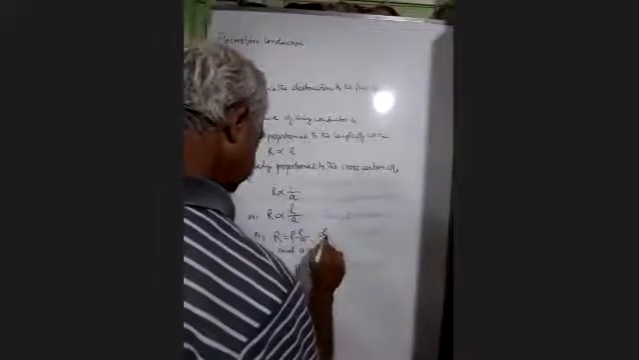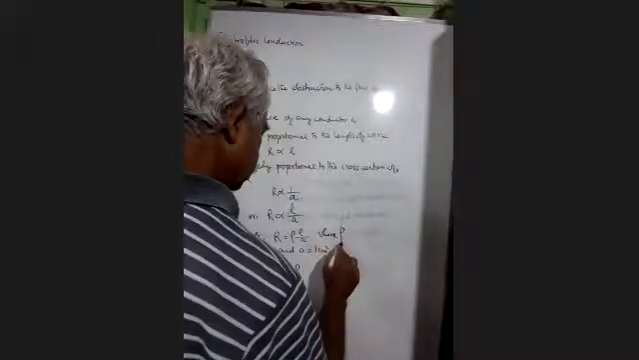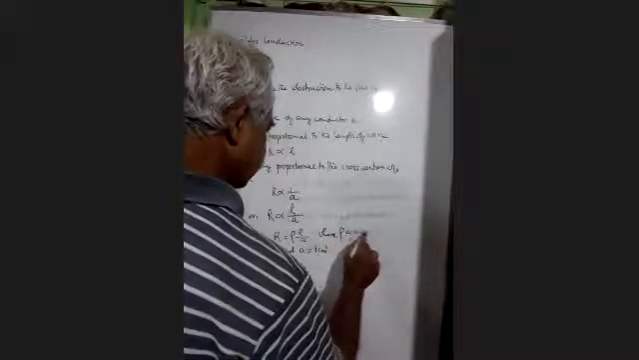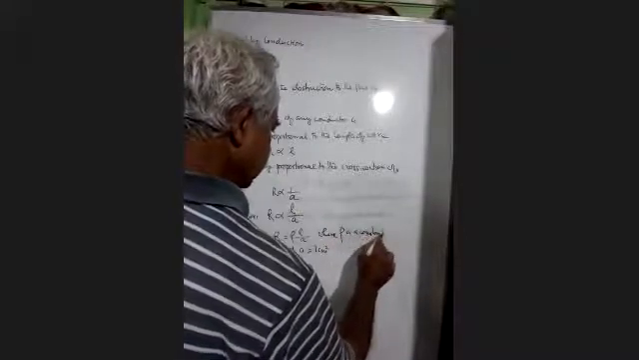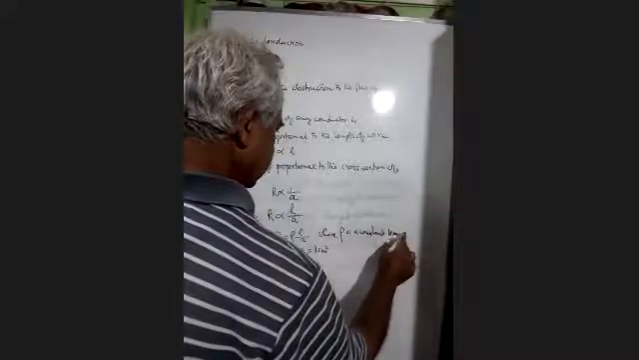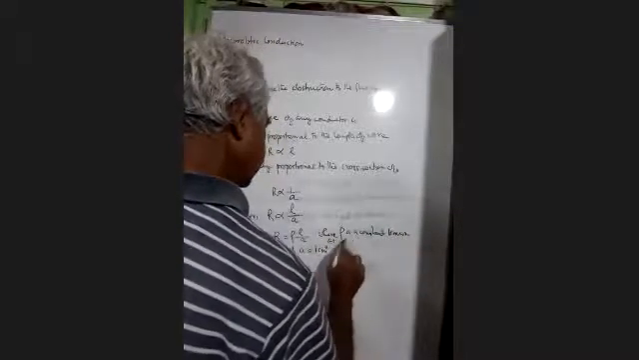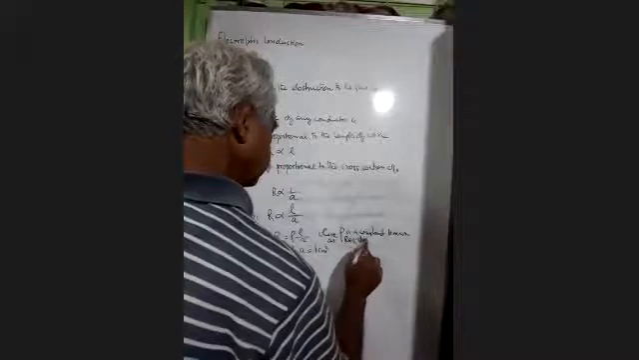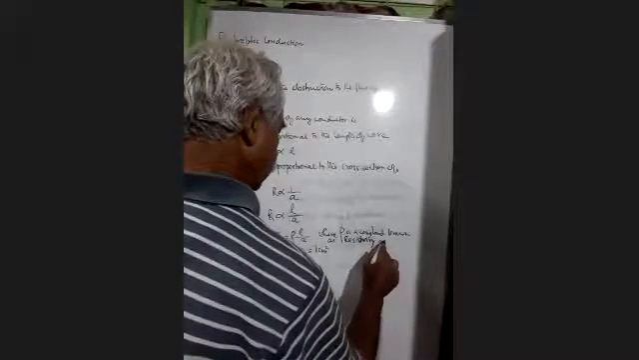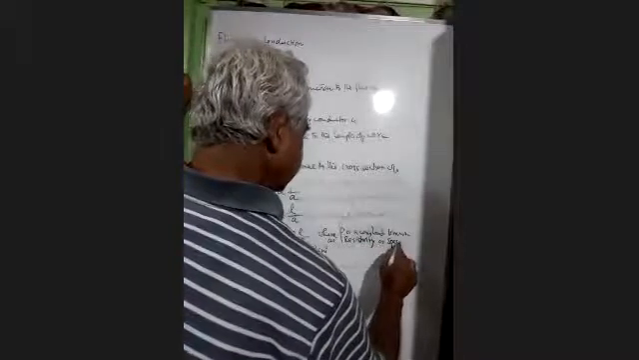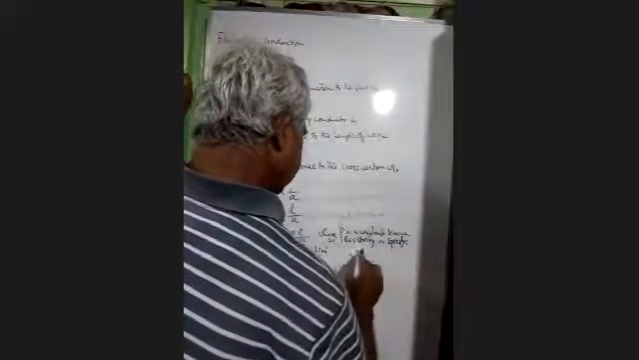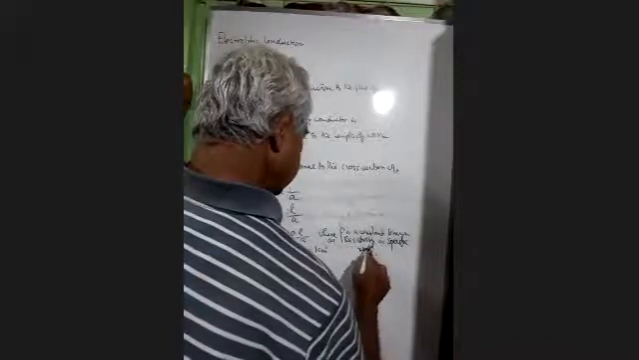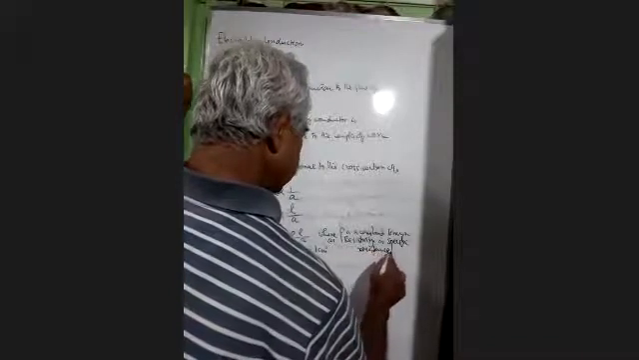Okay, I'll write here now. Where rho is a constant known as resistivity or specific resistance. I'll tell you why you call it specific. Why is the word specific being used? Why?